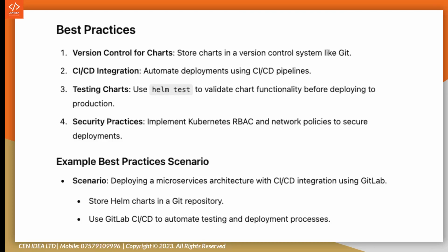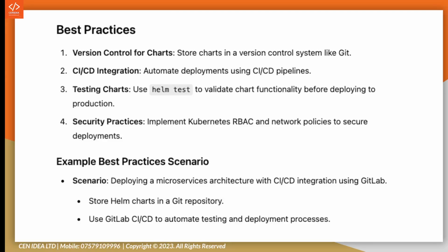And the last one, that is the security practices. Obviously try to implement Kubernetes RBAC security and network policies to secure deployment. So make sure any application that is not supposed to be exposed to the public is not exposed. I encourage you to have a local cluster, not even the cloud one, because once you provision a cloud cluster, your money starts to count.